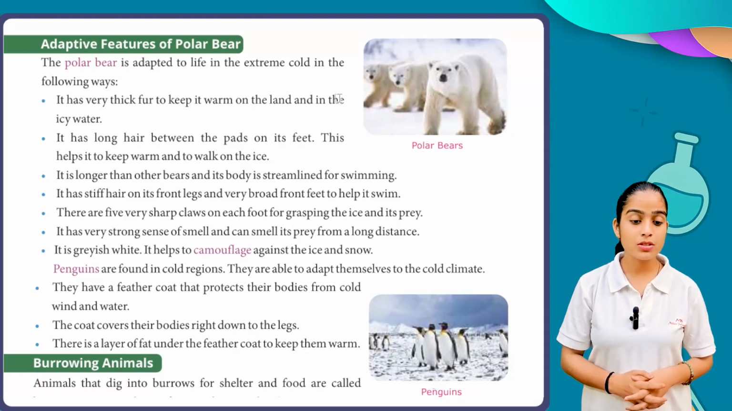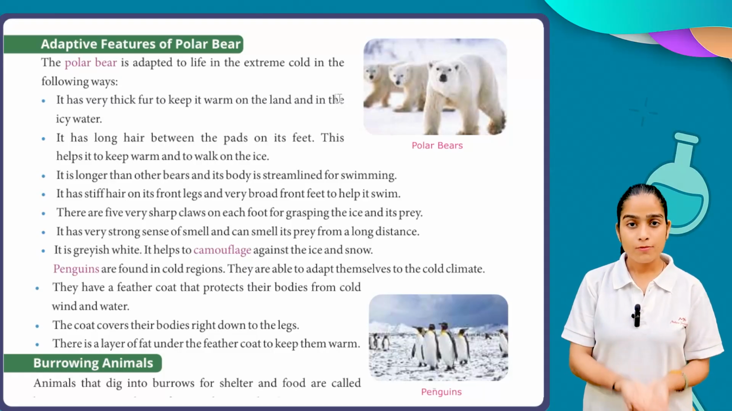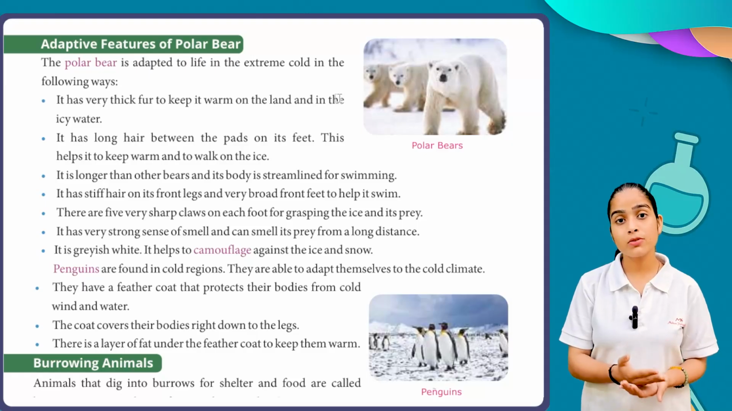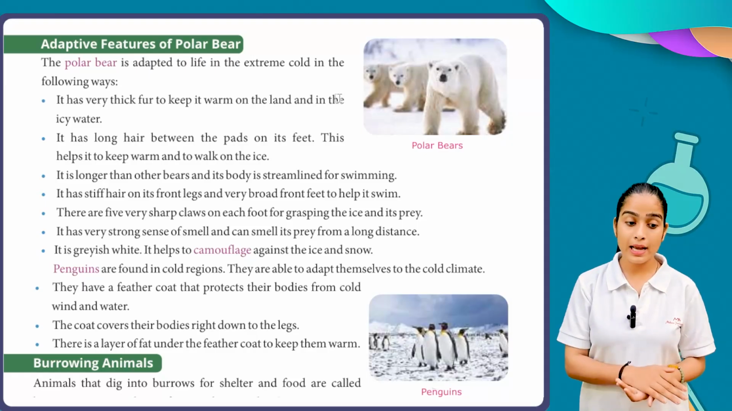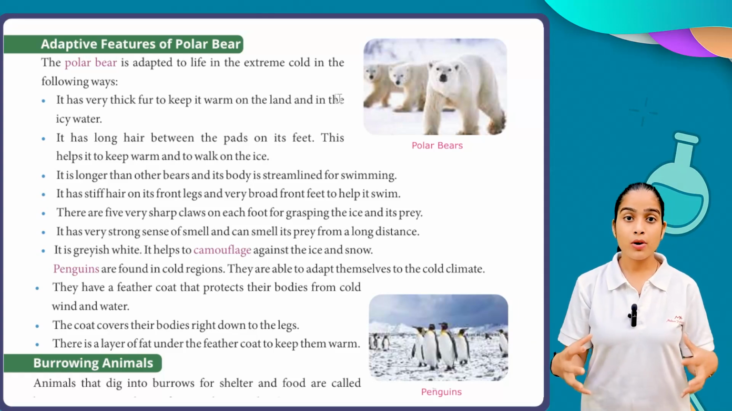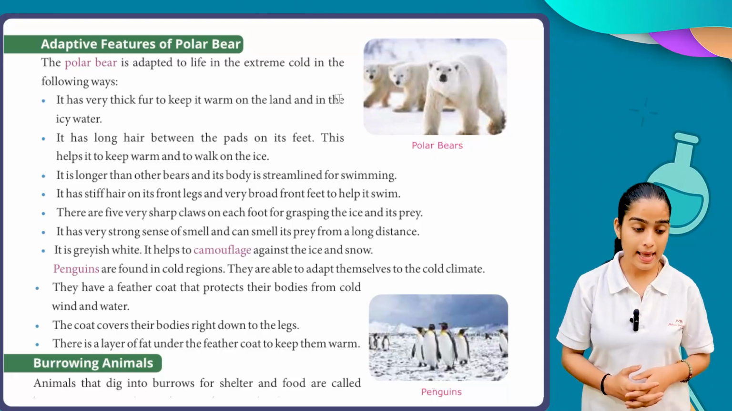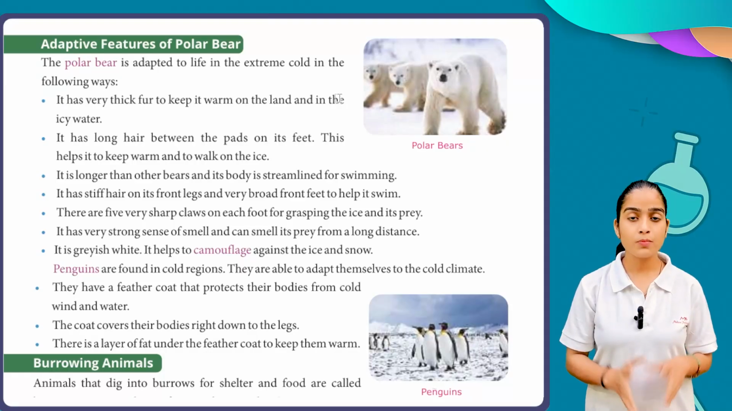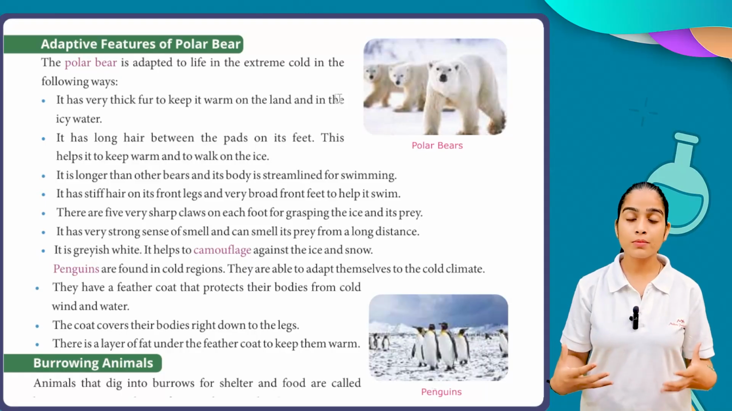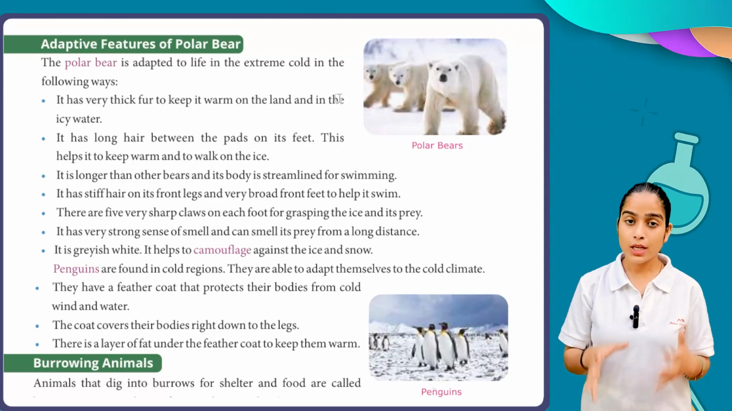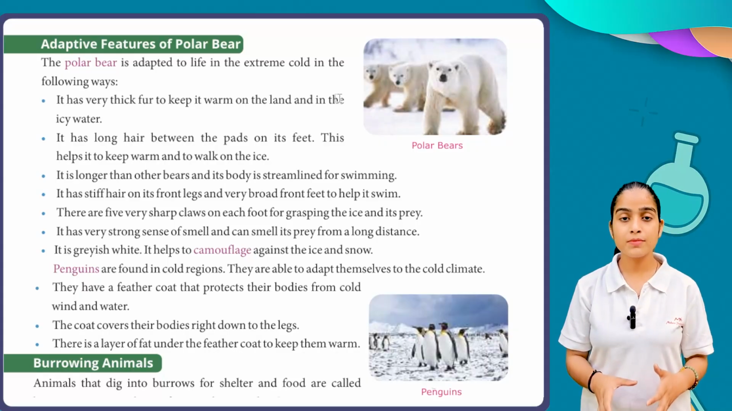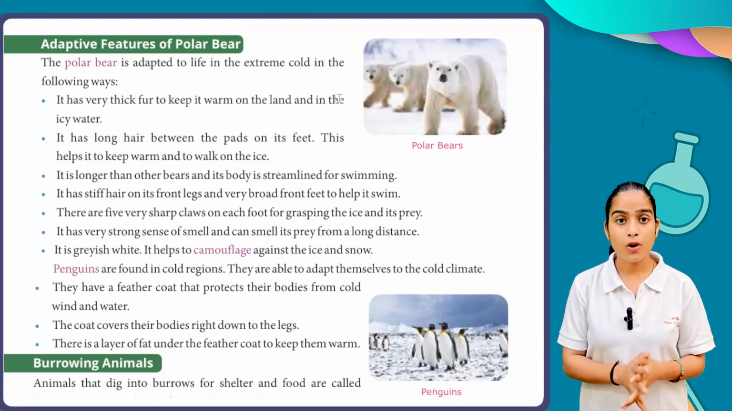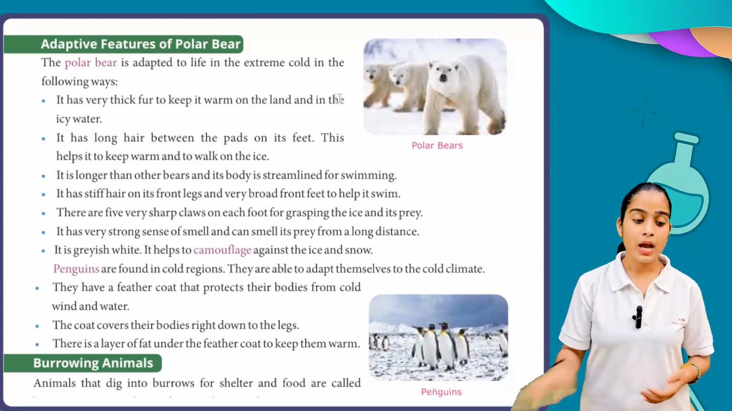Penguins are found in cold regions. They are able to adapt themselves to the cold climate. They have a feather coat that protects their bodies from cold, wind, and water. So now we discuss the penguins. Penguins also have these features so they can survive in this cold climate, and the feather coat keeps their bodies warm. The coat covers their bodies right down to the legs. There is a layer of fat under the feather coat to keep them warm. So basically the polar region animals need warmth because it is very cold in the polar region. With the help of hair and feathers, they can protect themselves and get warmth inside their bodies.